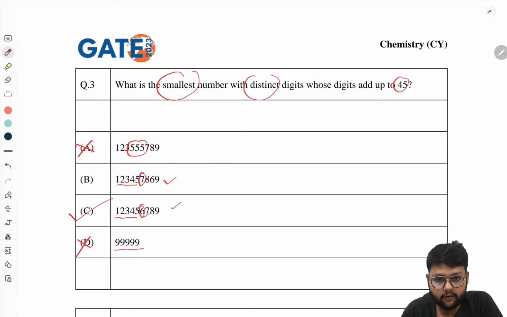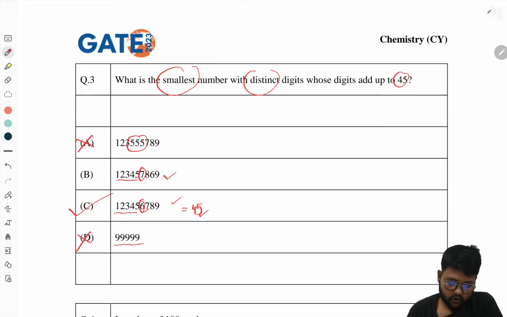Now if you add up these digits: 1 plus 2 is 3, 3 plus 3 is 6, 6 plus 4 is 10, 10 plus 5 is 15, then plus 6 is 21, then plus 7 is 28, 28 plus 8 is 36, and plus 9 is 45. 45 is our sum, so C is our answer.